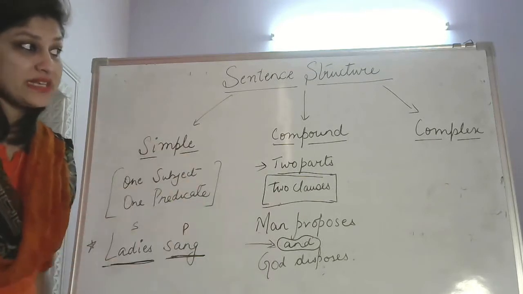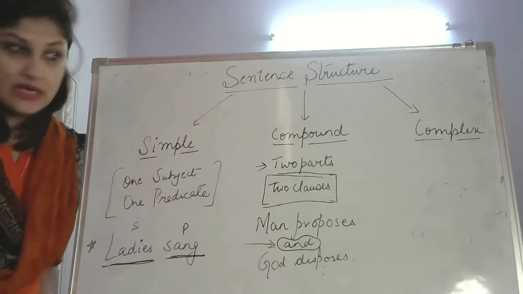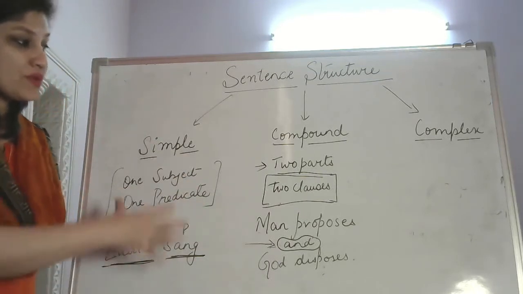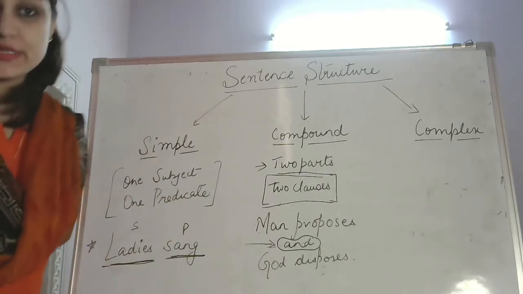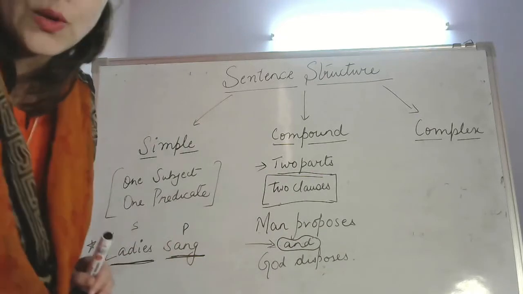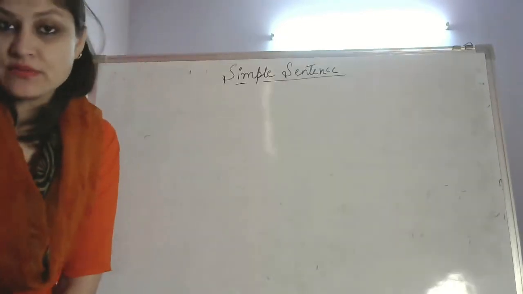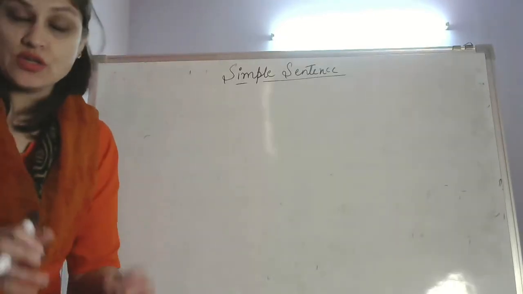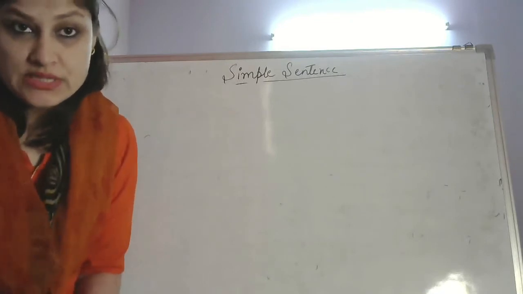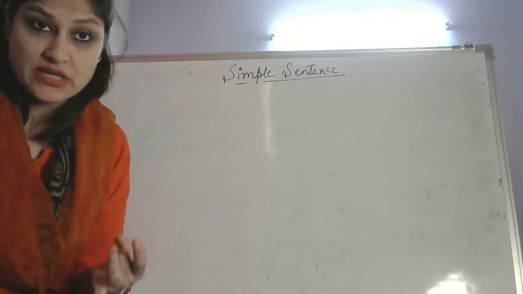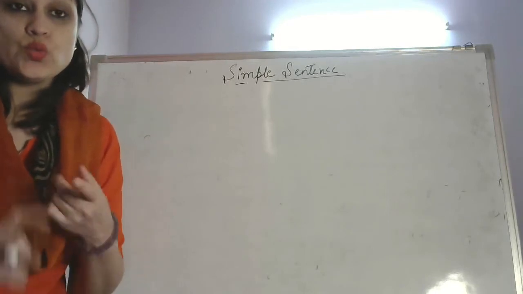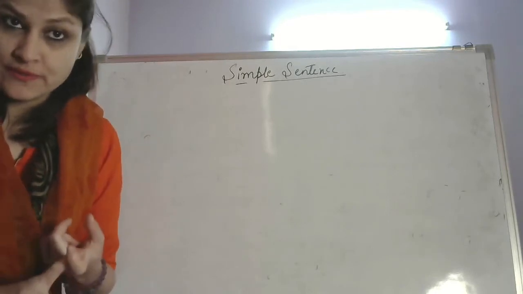We have a complex one. That one will take time. I'll explain that later on. We'll take one type at a moment. Right, we'll take just one right now. Now we'll take the simple sentence. The definition in your book says a simple sentence is that sentence which has got one subject and one predicate with one finite verb. Right?